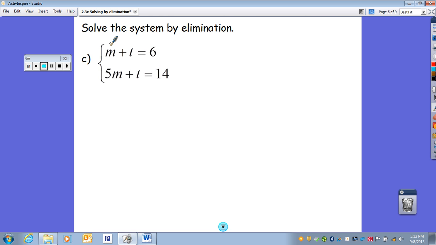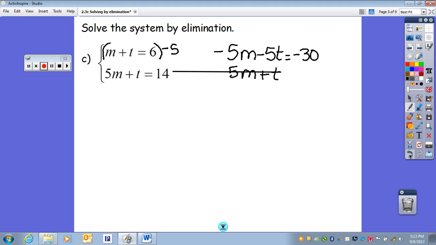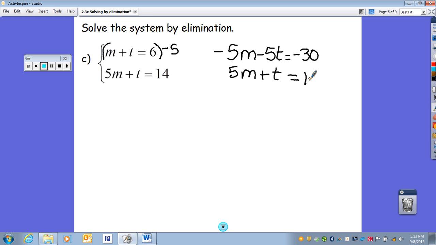Either one would work. I'm going to multiply the entire equation by negative 5. When you do this, it does not change the value of the equation. It simply changes what it looks like. What that will do for me is it will have now my m's being opposite. So when I add them together, they will have a sum of 0. And I will have an equation that is in one variable that I can solve.